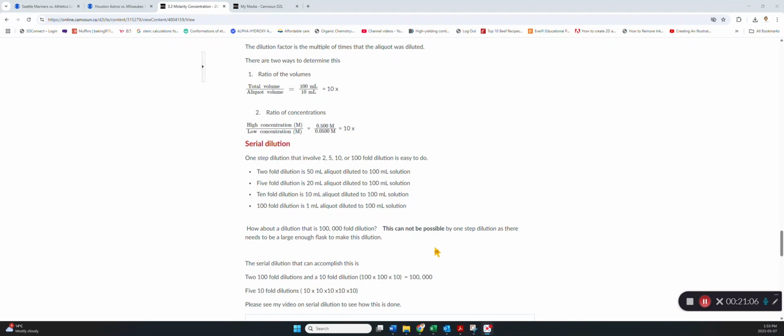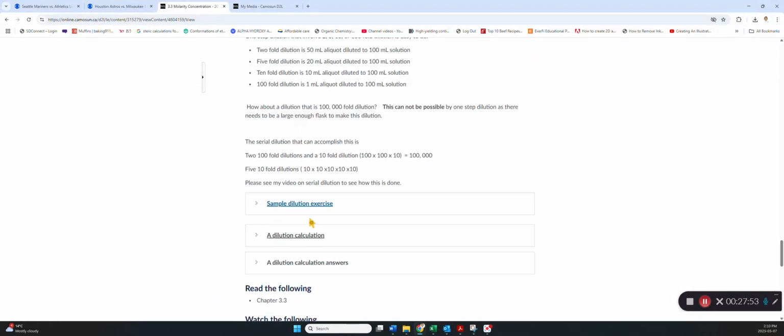We don't have a big enough flask to take 1 ml of stock solution and dilute it with 100,000 milliliters of solution. That will be a really insane flask to have. So serial dilution is what we use to accomplish this.